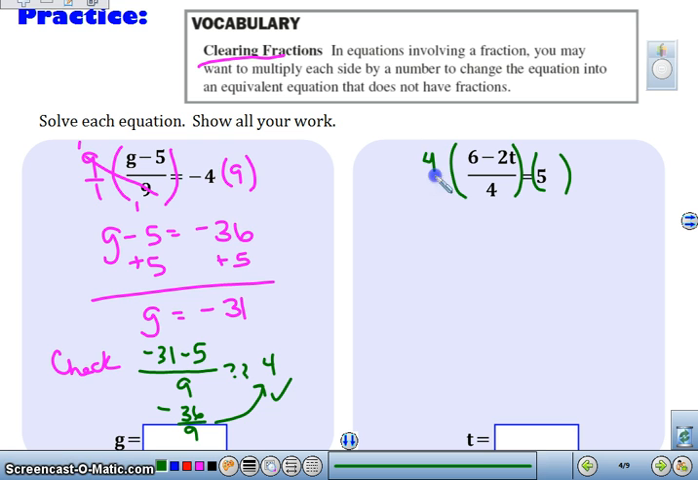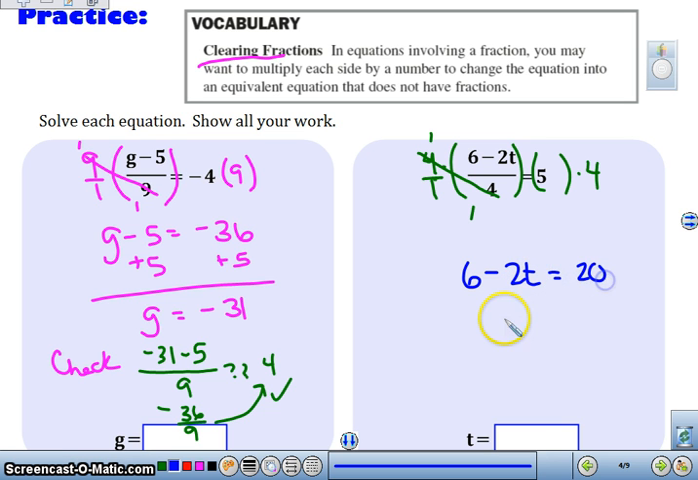As we look at the second problem, again, what's in my denominator is a 4. I want to multiply on both sides of the equation by that denominator, 4. Here it's 4 over 1, so 4 over 4 simplifies to 1. On this side, we're just going to multiply. So we are left with 1 times this 6 minus 2t. So since it's 1 times that, I can just write it without a parenthesis.